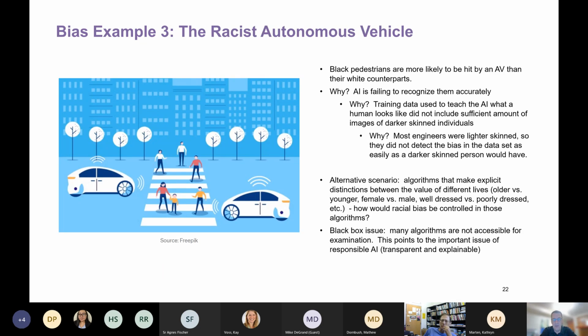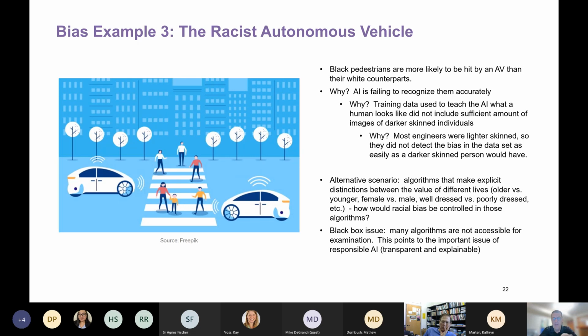Another one is autonomous vehicles. If you are a Black pedestrian, you have a higher chance to be hit by an autonomous vehicle than if you are a white pedestrian. And why is that? Because the car may not accurately identify you, either not identify you at all, or not identify you as a human being.